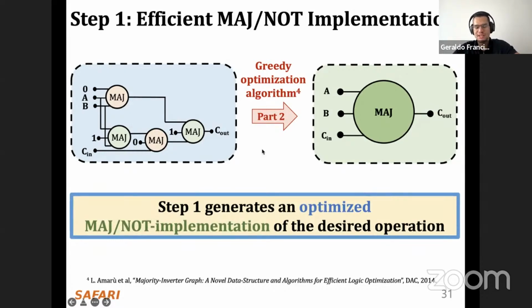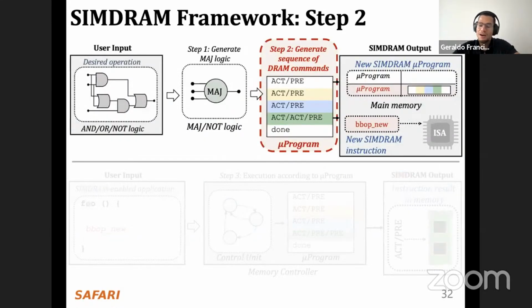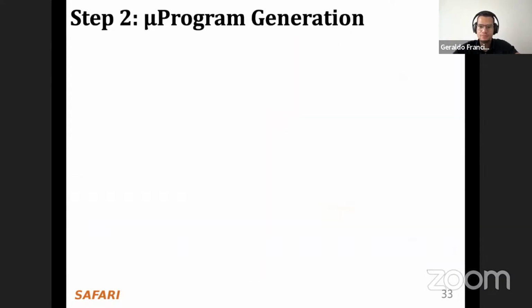I'm not going to go into details about those graph optimization algorithms themselves. We invite you to check the appendix of our paper or the prior work that proposed this algorithm. After that, we move to the second step, in which we are going to generate the DRAM sequence to implement that optimized majority circuitry that I showed before.